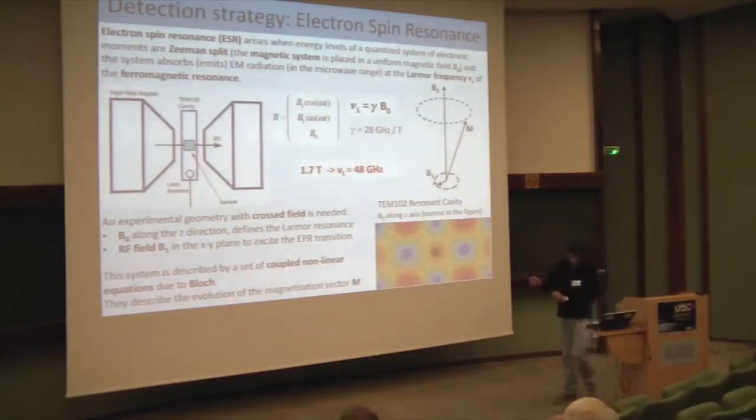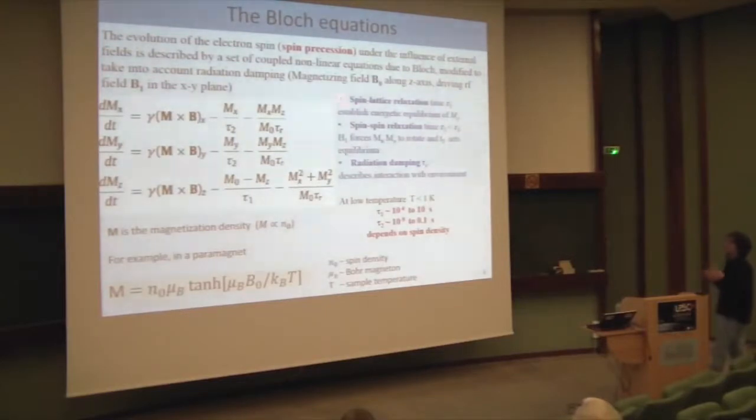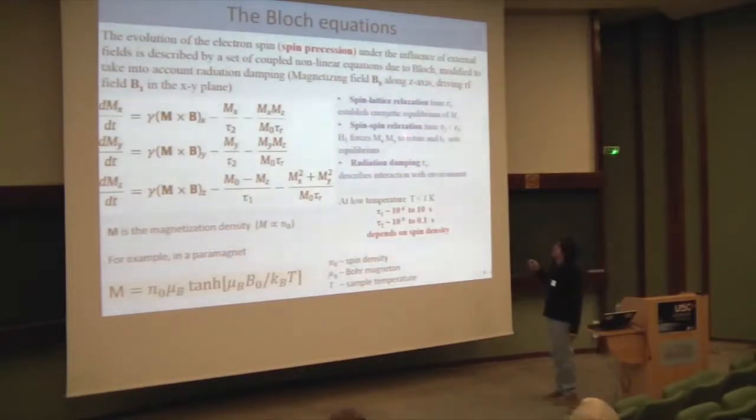All the dynamics of this setup is described by a set of coupled nonlinear equations due to Bloch, which describe the evolution of the magnetization vector M of the material. These are the Bloch equations, which describe how the magnetization vector, the magnetization density proportional to the spin density, evolves in the presence of the radio frequency field and the static field. There are important parameters here.